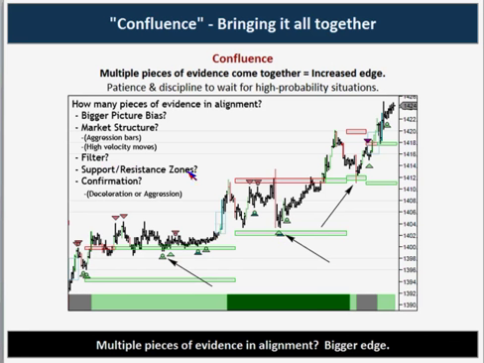We have a support resistance zone. Yes, we have a green zone right here. The market should have some support right there. Do we have any confirmation, like a deceleration bar or additional aggression bars? Yeah, we have deceleration right here.